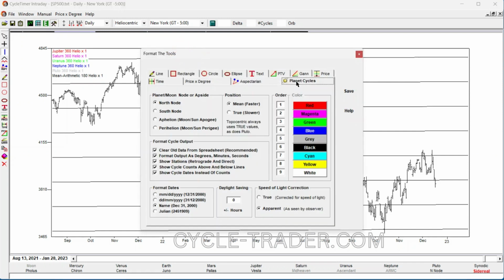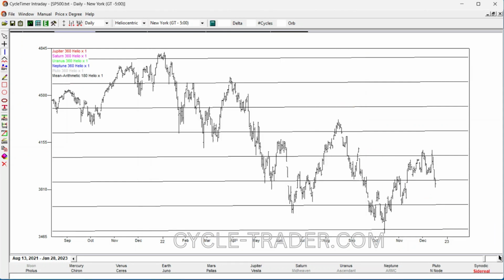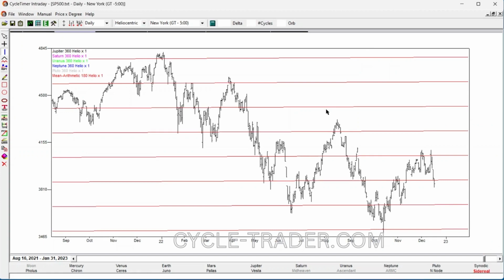If the color of the average line does not show up well against your chosen background, it can be changed in the Planetary Cycles tab in the Tools window and rearranged as desired. After changing the cycle line color, click the scroll bar to refresh the screen using the new color.